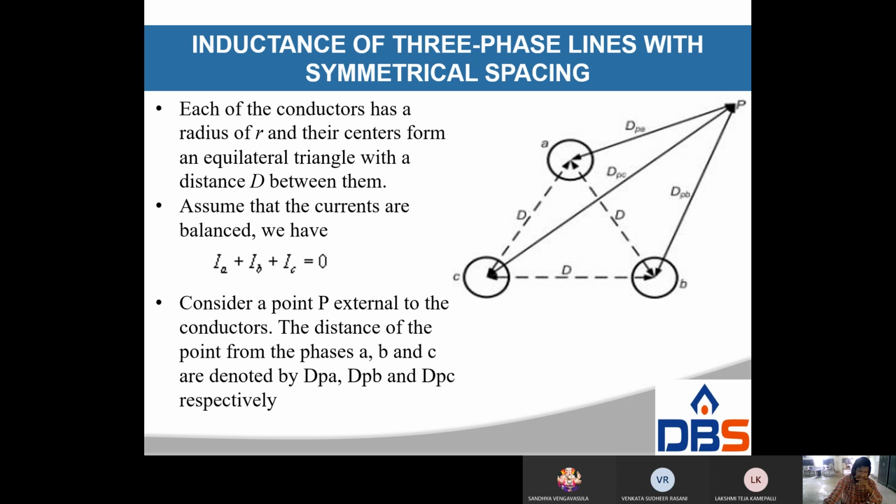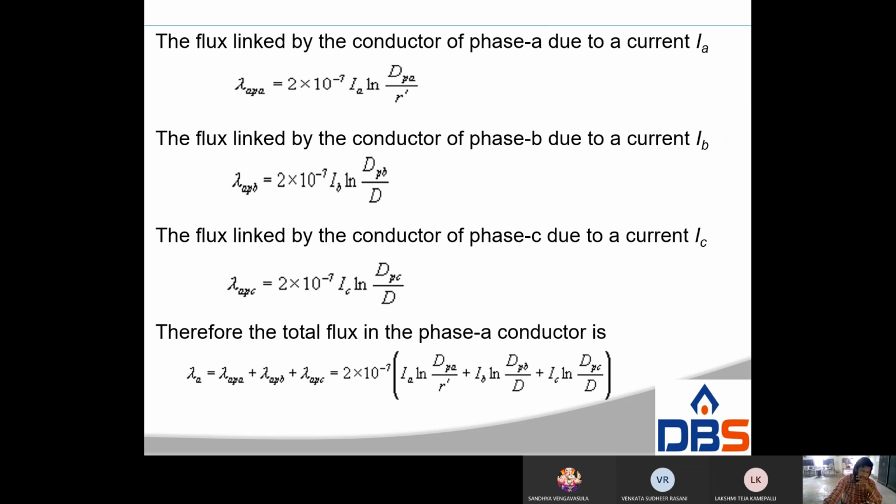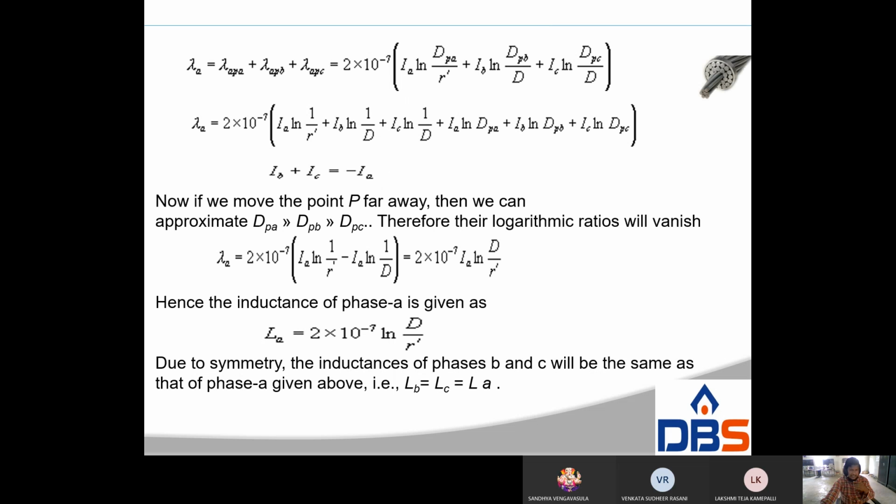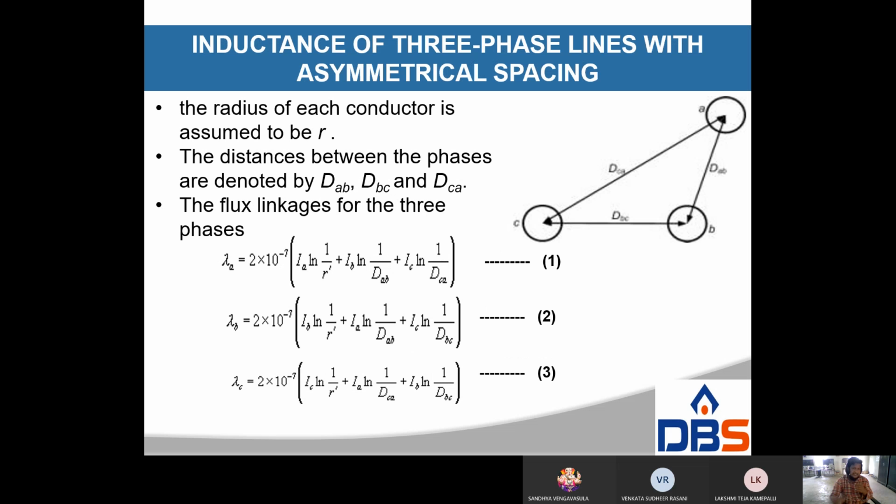Current IA plus IB plus IC equals 0 because of the balanced condition. Look at the picture: A, B, C only. Distance is D, D, D. And flux linkages 2 into 10 power minus 7 IA ln d by R dash. For the inductance of A, IA cancelled: 2 into 10 power minus 7 ln d by R dash. Like that, you have to derive the inductance of LA equal to 2 into 10 power minus 7 ln d by R dash. Now go for the asymmetrical spacing.